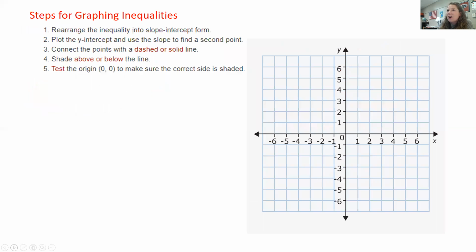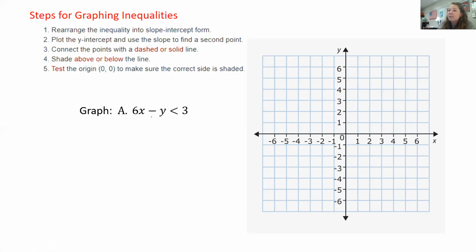All right, so there are always steps you can follow for graphing inequalities. Number one, rearrange the inequality into slope-intercept form if it isn't already. Second, start with the y-intercept and then use the slope to figure out if you're going up and to the right or down and to the right. The third thing is to decide, do I need a dashed line or a solid line? So then make that line. Number four, decide, am I going to shade above or below the line? And then finally, test a point like the origin to see if you shaded in the correct direction.